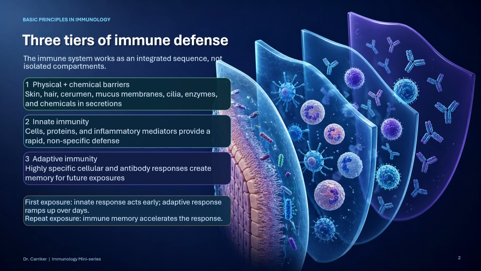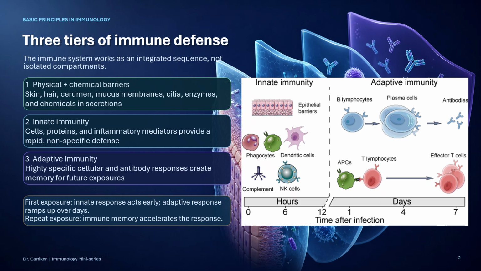Now, the second tier is innate immunity. This is the fast, non-specific system. It uses cells, proteins, and inflammatory chemicals to recognize broad danger patterns, and it tries to mount an early defense. We can see from the figure that it's in that first few hours when a pathogen is introduced. The body may not yet know the exact identity of the organism, but it still recognizes something foreign is here and it needs to be taken care of.